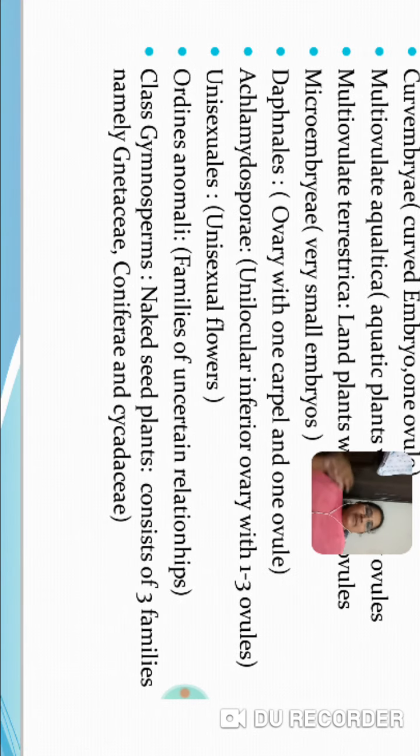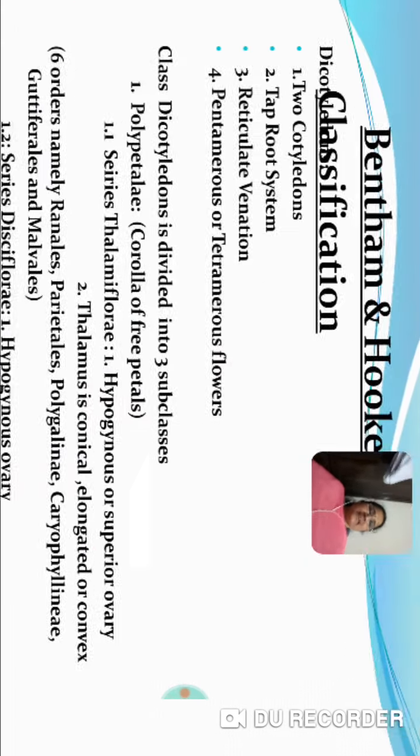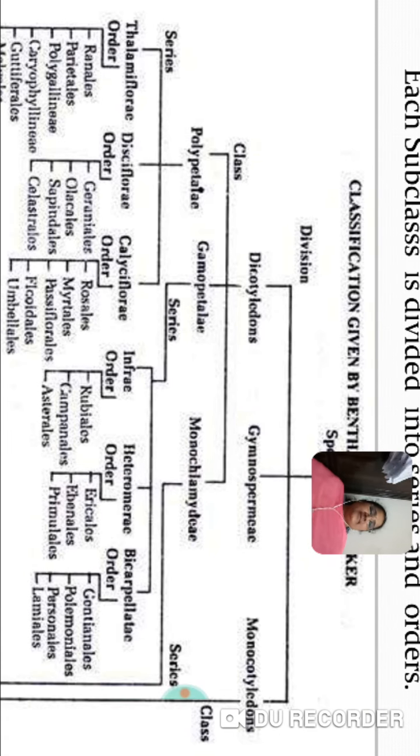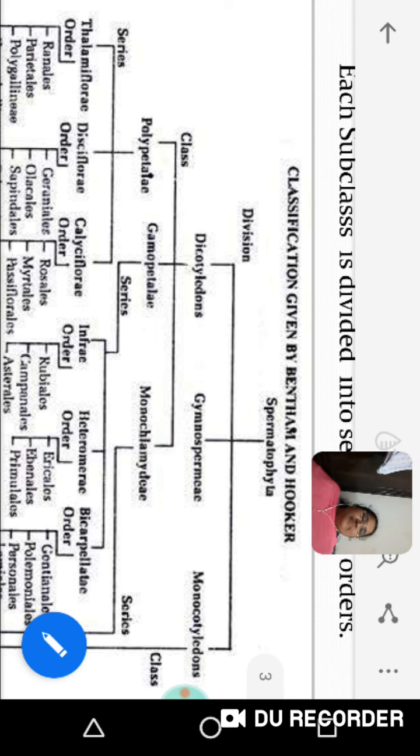And now coming to the class Gymnosperms, as we have seen in the classification. Where is the Gymnosperm? See here in this slide. Spermatophyta is divided into three classes, namely dicotyledons, gymnosperms and monocotyledons. So gymnosperms is kept between the dicotyledons and monocotyledons. The distinguishing feature of the gymnosperms is the presence of naked ovules.